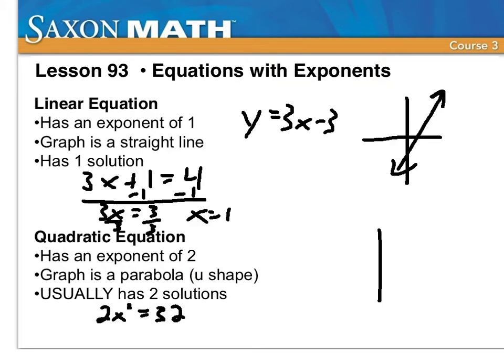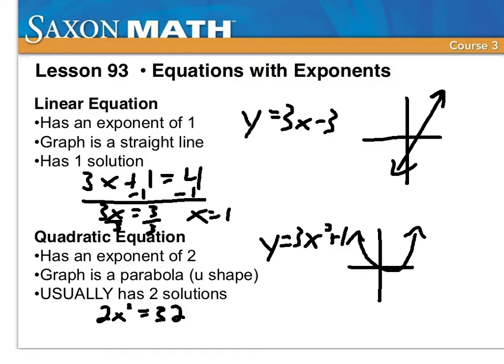So the graph is going to look something like this, of, let's say, y equals 3x squared plus 1. The graph will look something like a parabola, a U-shape, like that. So that's what the graphs look like. Again, a linear equation has a straight line graph. A quadratic equation has a parabola or U-shaped graph. And a quadratic equation usually has two solutions. I mean, we have more than one answer that can make this true.